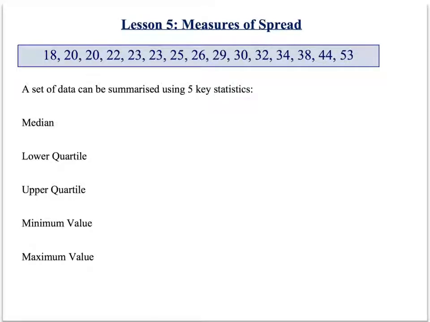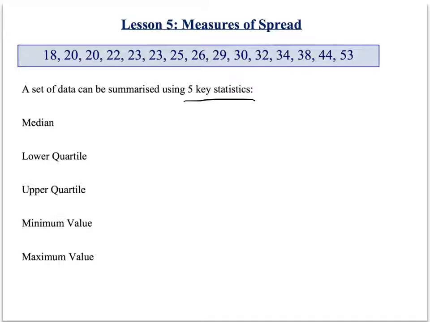Okay, so this video is going to talk about measures of spread, but before we do that, we're going to look at the 5 key statistics that we can use to summarize data. The first you're already familiar with, that is the median or the middle number. And that's the middle number when we've got a set of ordered data.